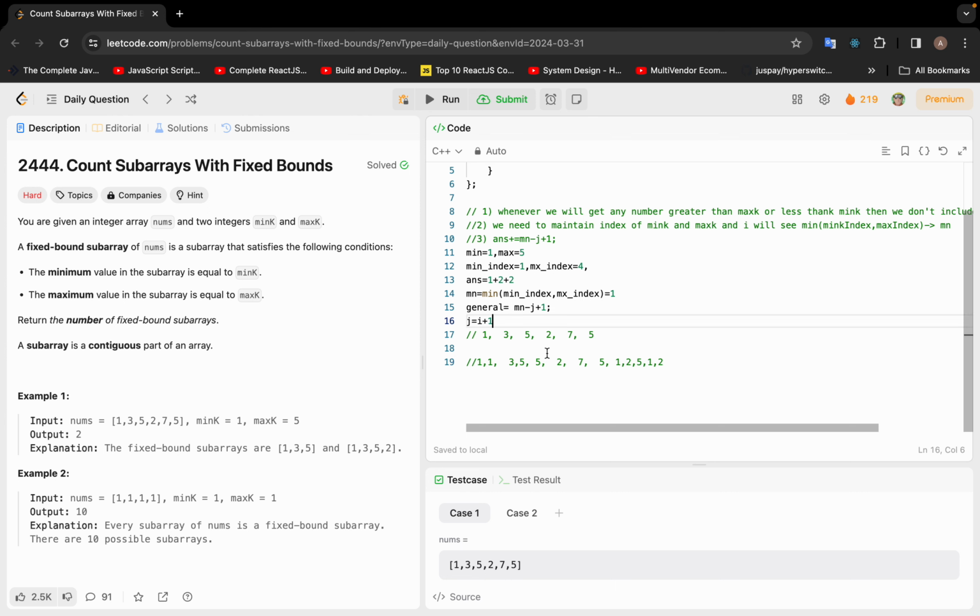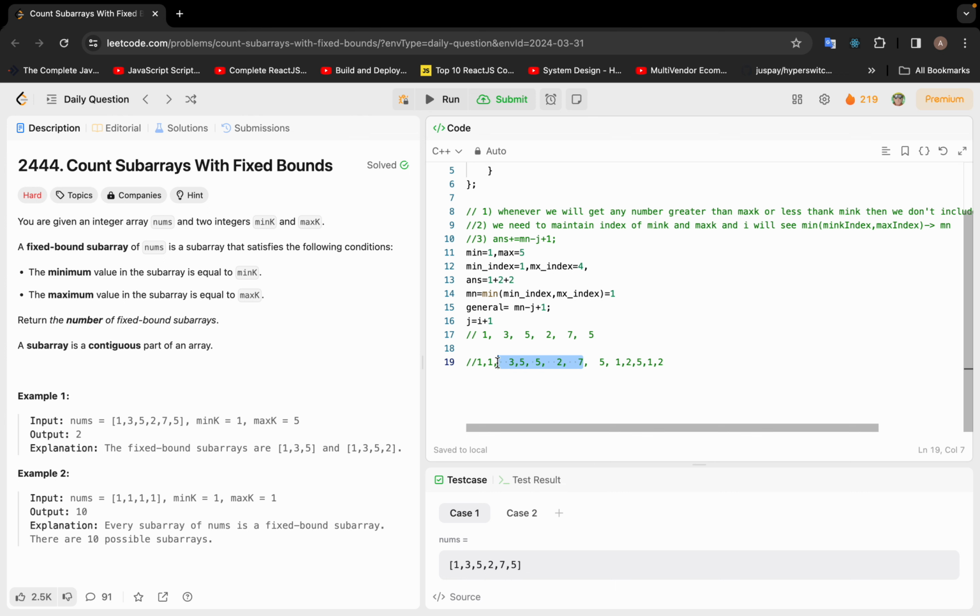Because if after this value any subarray exists, then this jth value we will not take from j equals to 0, because this 7 will also be included in that answer. Suppose this is 5 come here and 1 come here. So if j equals to 0 exists, then we will simply give the minimum index value of 5 1 and compute minus j plus 1. If I take this whole subarray, this 7 will also be included, so that affects my max value.